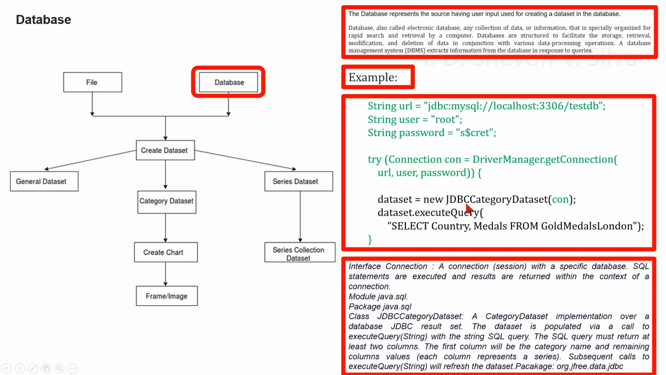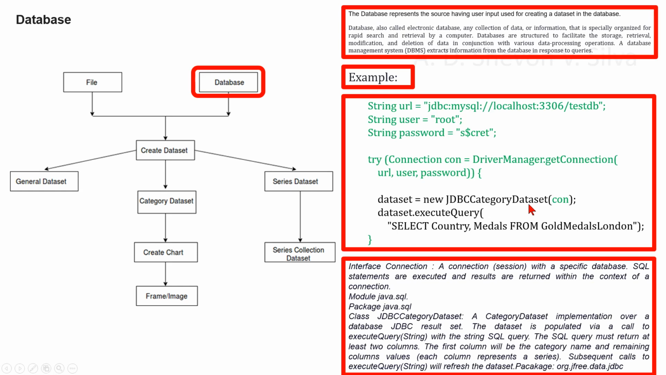The class JDBCCategoryDataset. Here the declaration is not visible. This dataset is declared somewhere else. The class JDBCCategoryDataset is a category dataset implementation over a database JDBC result set.